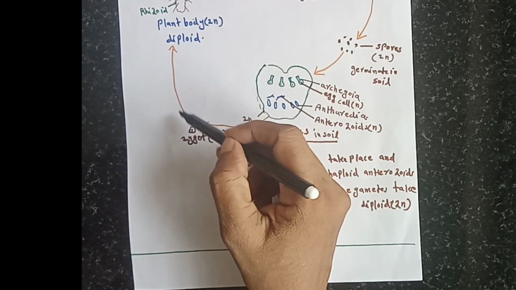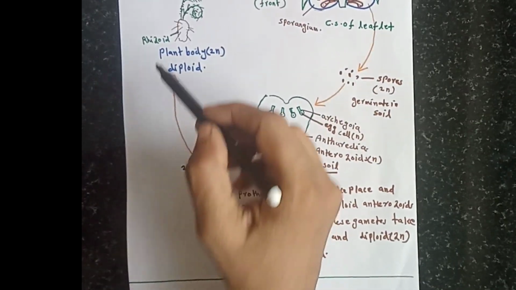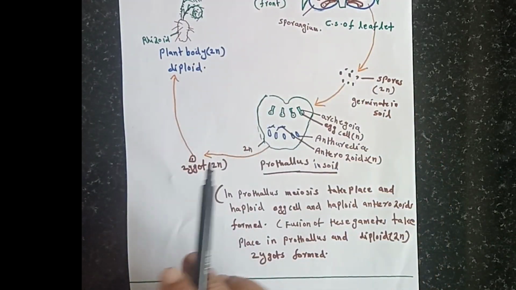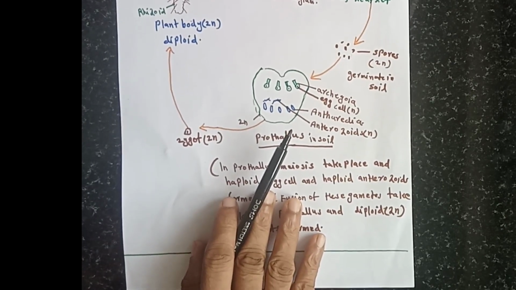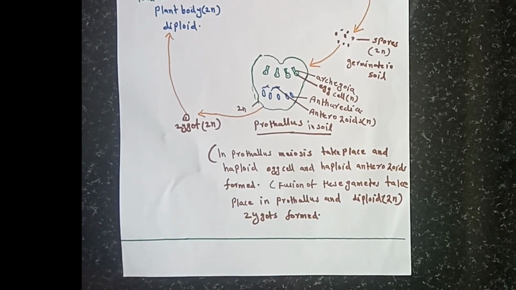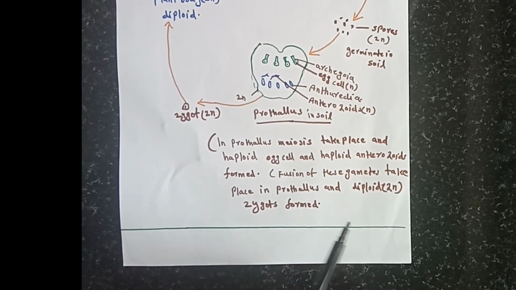From this diploid zygote the plant body is formed. This is the life cycle of pteridophytes, for example fern. In the prothallus meiosis takes place and haploid egg cells and haploid anthrozoids are formed. Fusion of these gametes takes place in the prothallus and a diploid zygote is formed.